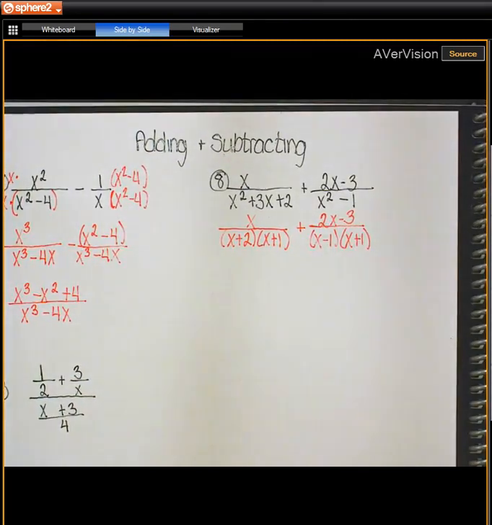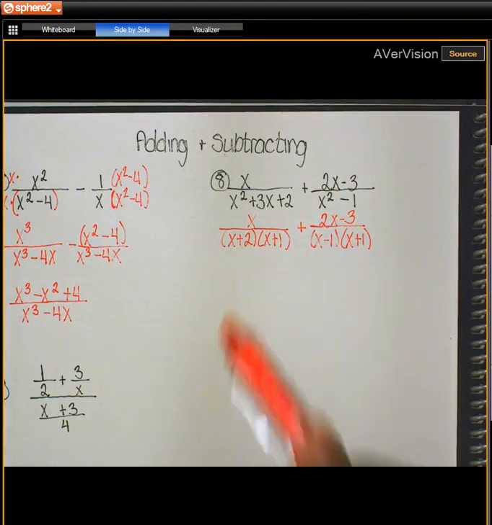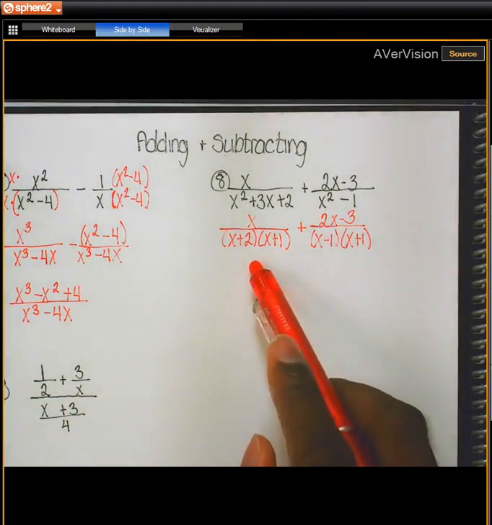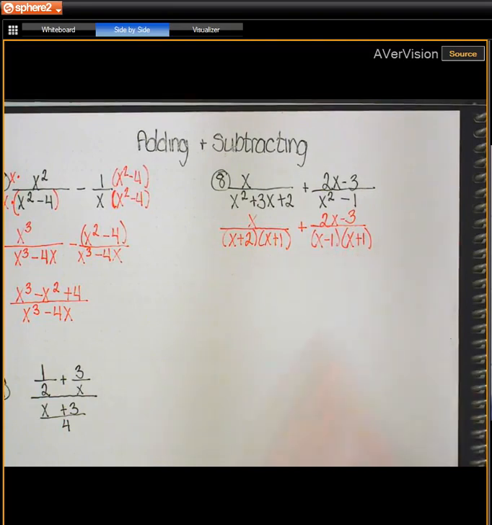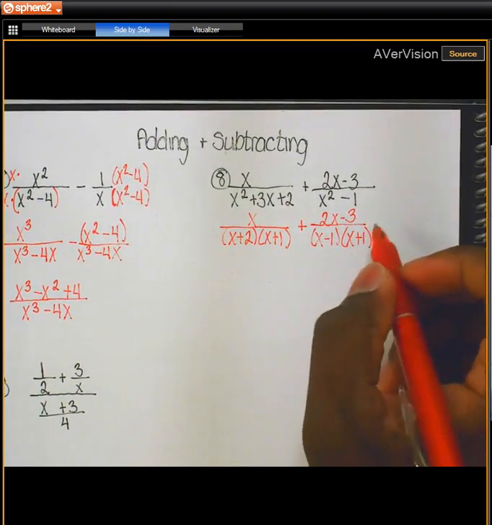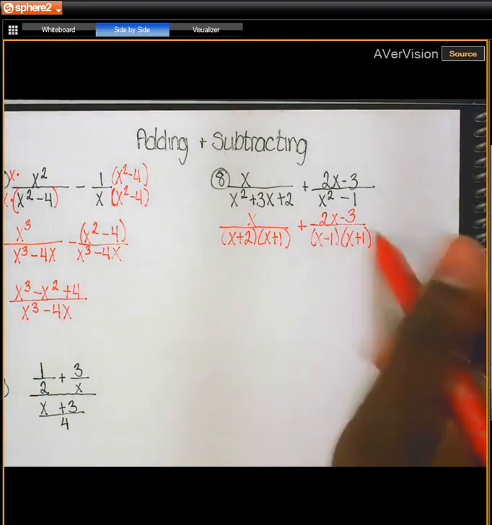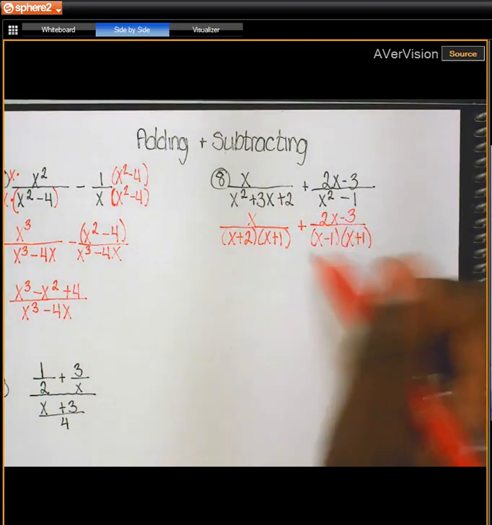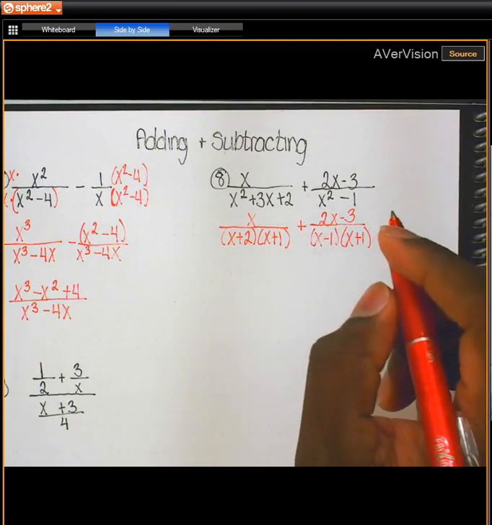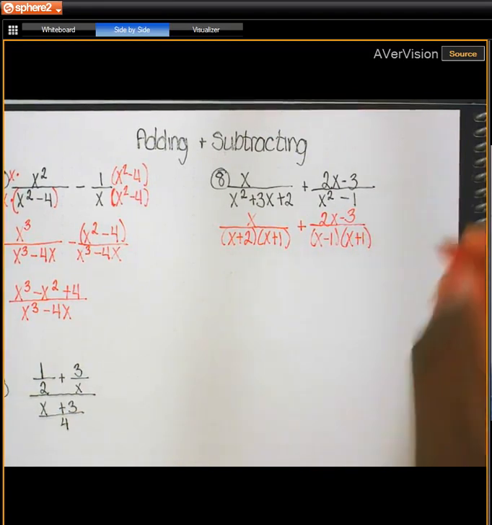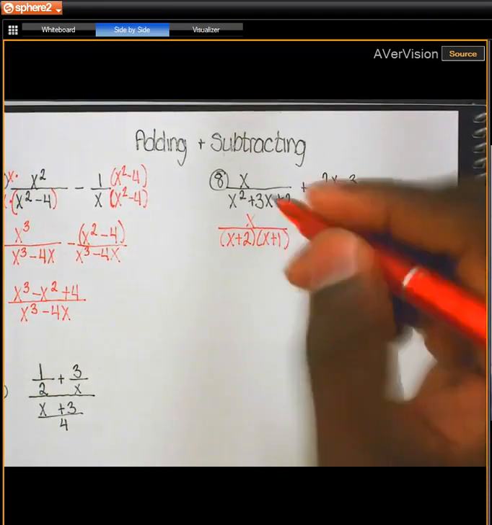All right, so what is this side missing that this side has? So this side is missing an x plus 2, and this side is missing an x minus 1. I'm assuming that's what you guys meant. Yeah, let's go with that. So this side is missing an x minus 1.